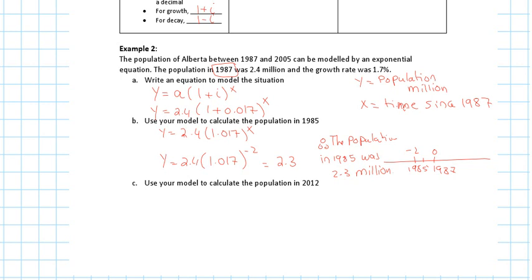Use your model to calculate the population in 2012. X equals 25. So to find x, you're going to have to subtract 2012 minus your initial year, which is 1987, right? And that's going to give you 25, right? And then you're going to plug in 25 in for x.